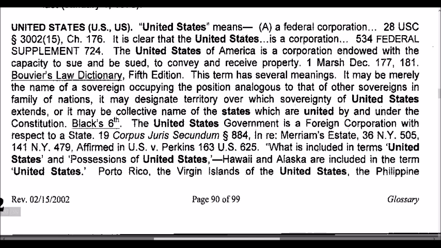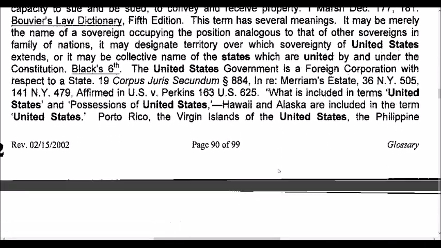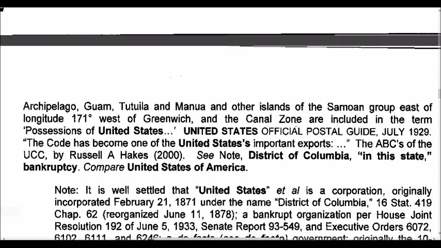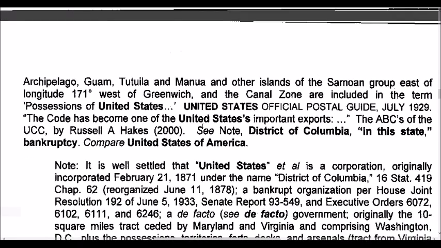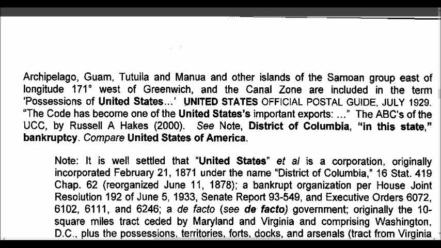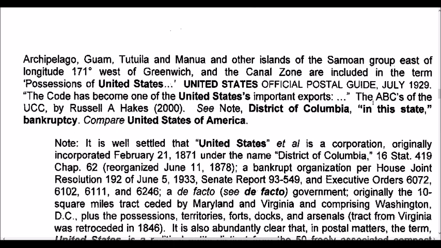Quote, what is included in the terms United States and possessions of the United States? Hawaii and Alaska are included in the term United States. Puerto Rico, the Virgin Islands of the United States, the Philippine Archipelago, Guam, Tutuila, and Manua, and other islands of the Samoan group east of the longitude 171 degrees west of Greenwich, and the Canal Zone are included in the term possessions of the United States. United States Official Postal Guide, July 1929.